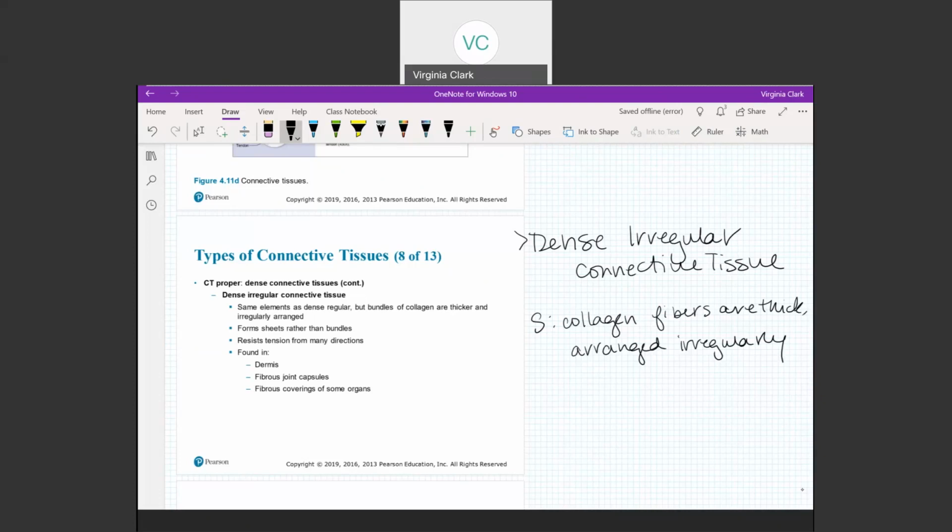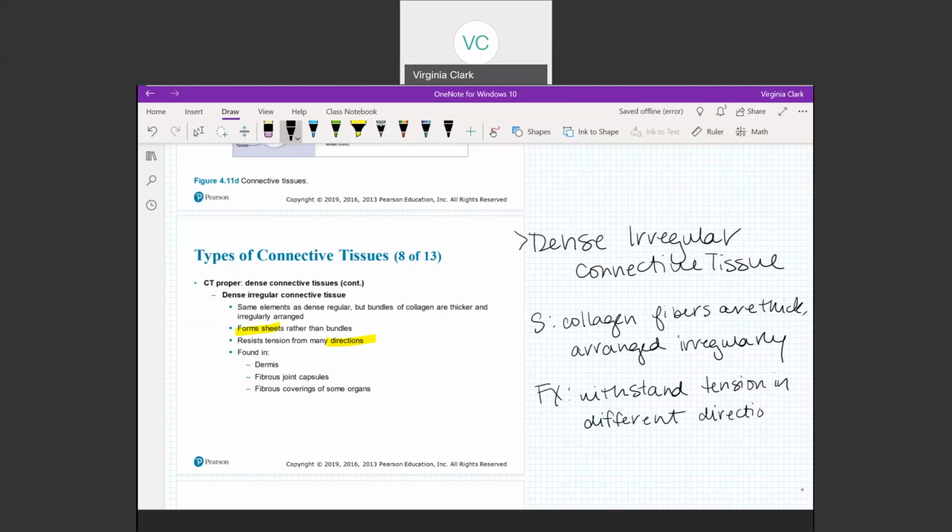And so when you have the ability to have this in sheets in a bunch of different directions, it's going to allow for this to have the function of being able to withstand tension in very different directions. So not only does it withstand tension, because both dense regular and dense irregular do, but it will allow you to withstand tension in different directions.